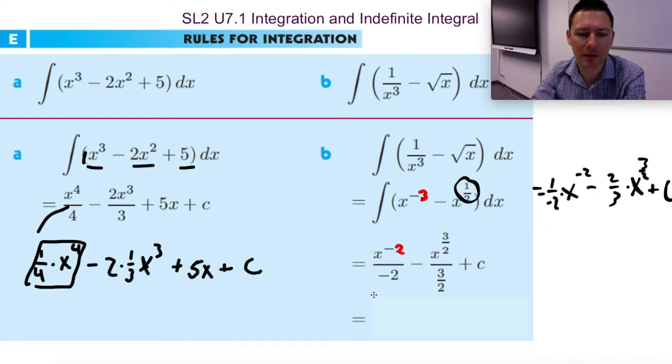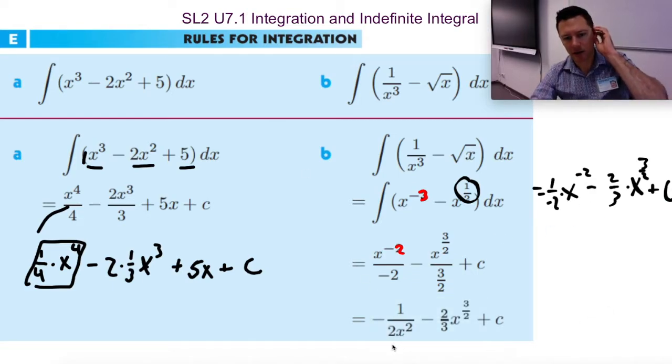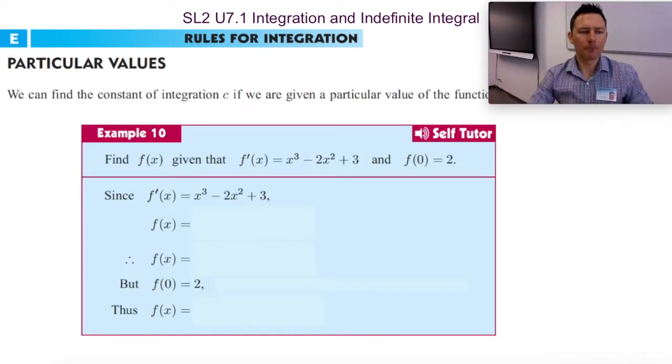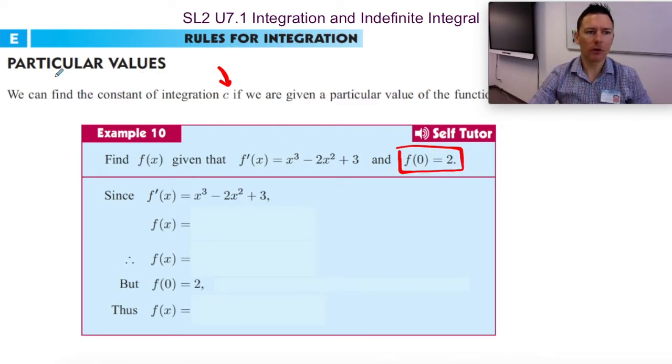And then you clean it up, and I think probably they cleaned it up nicely. Yeah, neat. You can kind of leave it in whatever form unless they oblige you one way or the other. Okay, so sometimes we got to find that c value, right? And they have to give us a point to find the c value. So this is using the particular values to find c.